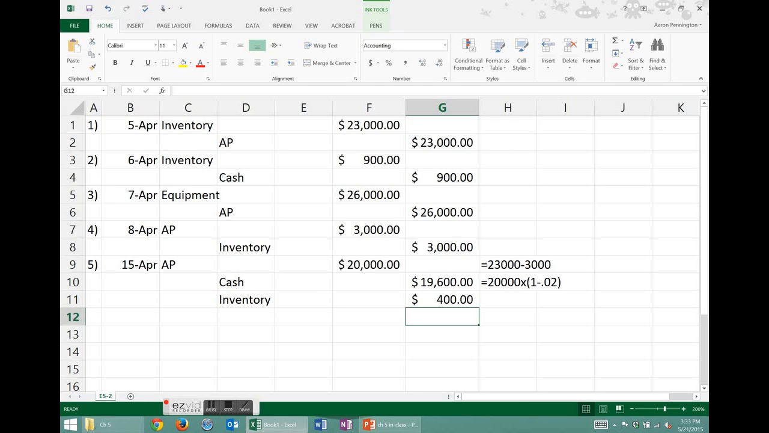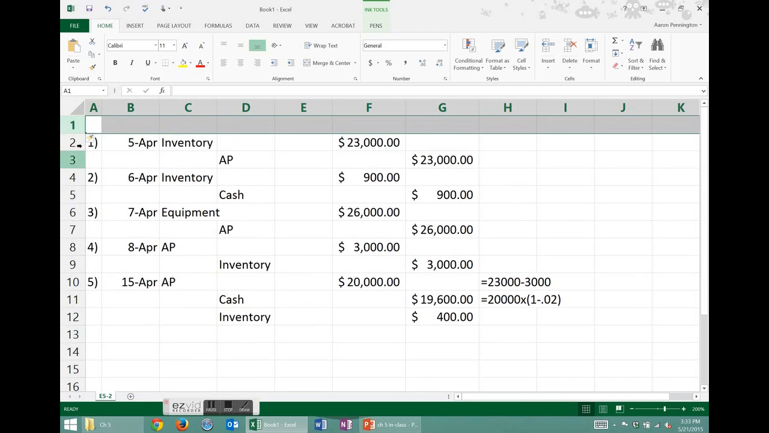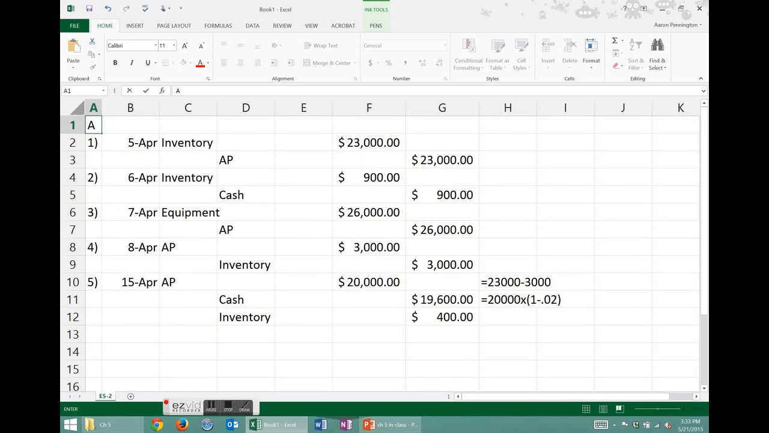Part B. Let me insert here to label. All right, so in Part B, it says, assume Harwood Company paid the balance to Botham Company on May 4th instead of April 15th. Prepare the journal entry to record this payment.